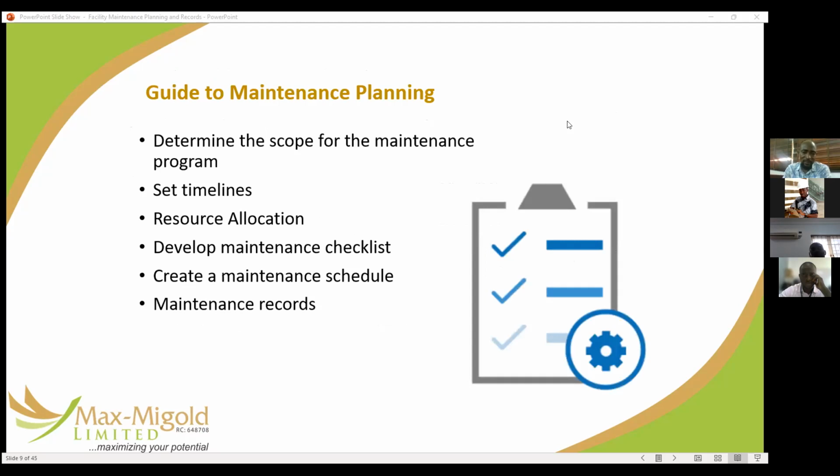What are the guides in drawing up a maintenance plan? One, determine the scope of the maintenance program. What do you actually want to achieve in conducting that kind of maintenance plan? If I have a boiler, what is the scope of maintenance that I need to carry out? I need to ensure that all the elements of the boiler are working. How do I ensure that?